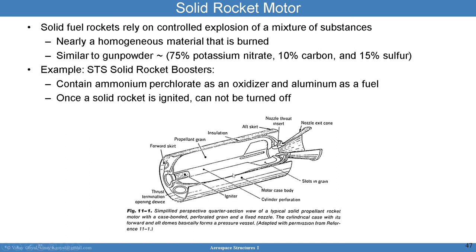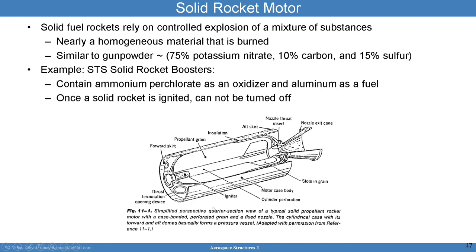Once a solid rocket motor is ignited, it cannot be turned off. So that's the difference with liquid rocket engines, where you can shut it down, while with solid rocket motors, you're at the mercy that everything went well. And in this case, I want to point out, the propellant is bonded to the insulation, which is bonded to the motor case.